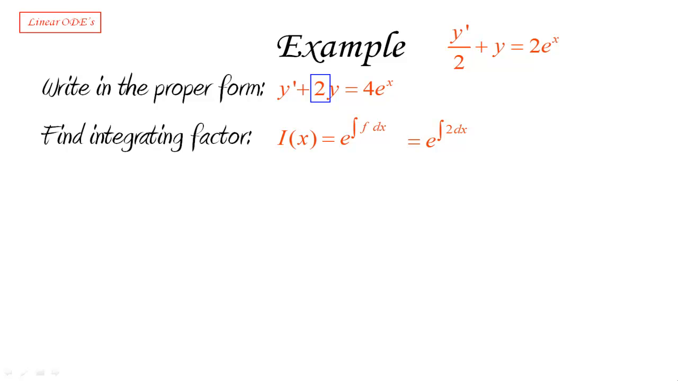And of course, the integral of 2 dx is just 2x. And remember, all we're looking for is one antiderivative, not the whole family. So it's enough to say, all right, let's pick e to the 2x as our integrating factor.